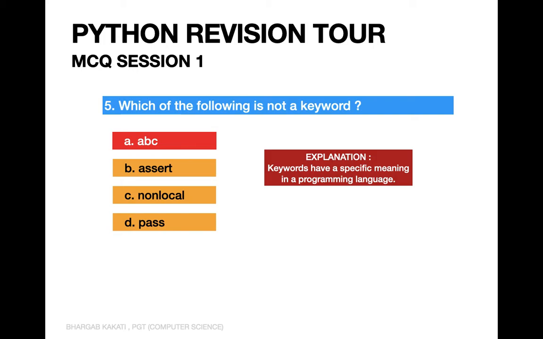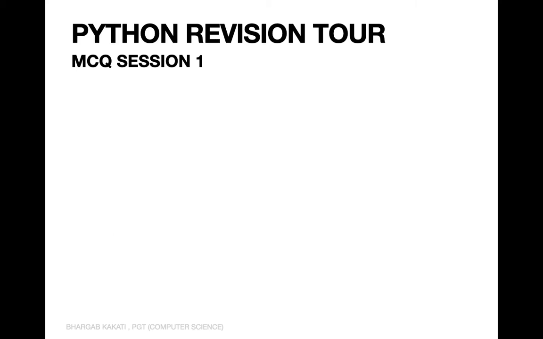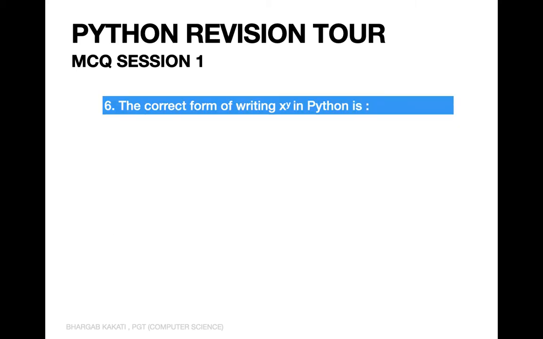Hence, the option A is the correct option. Let's go to the next question, which is the correct form of writing x to the power y in Python is. So, if we want to write x to the power y in Python, we cannot directly write it because you cannot raise something to a power directly in Python.